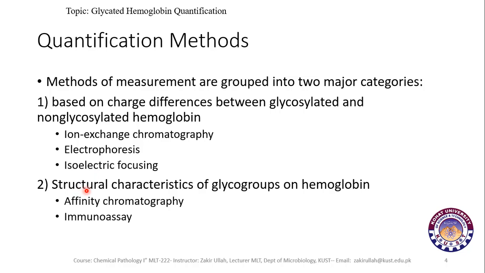The second category is based on the structural characteristics of glyco groups on the hemoglobin. The first one of them is affinity chromatography, and the second one is immunoassay.